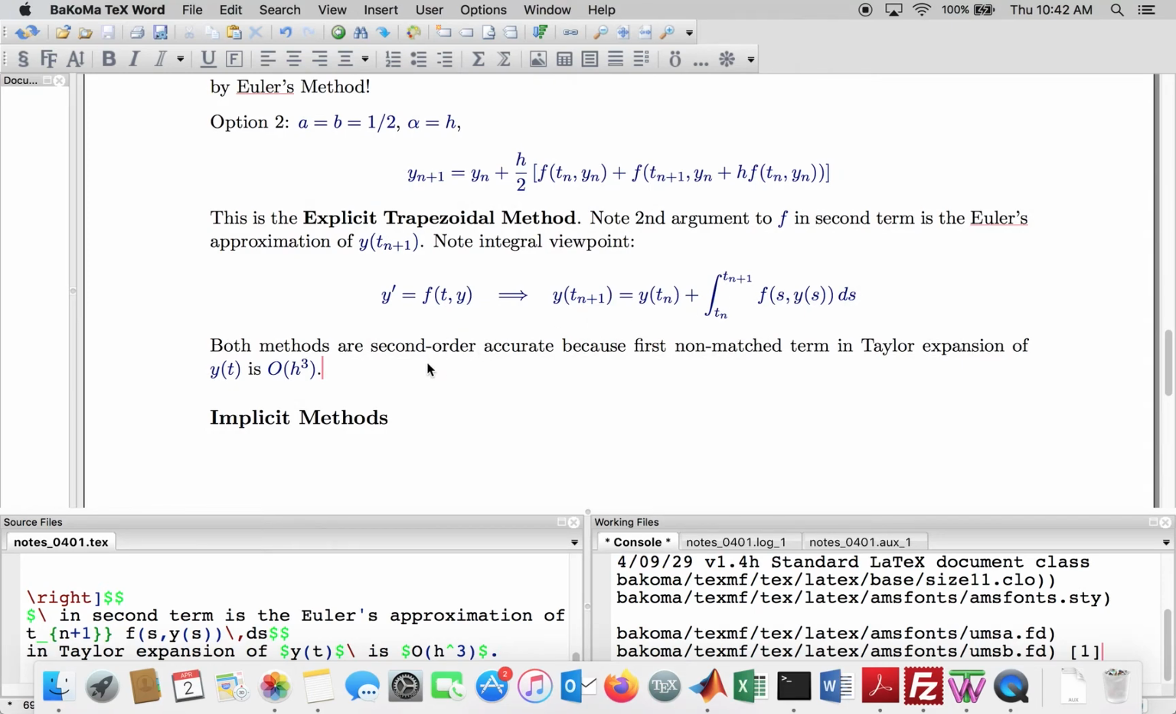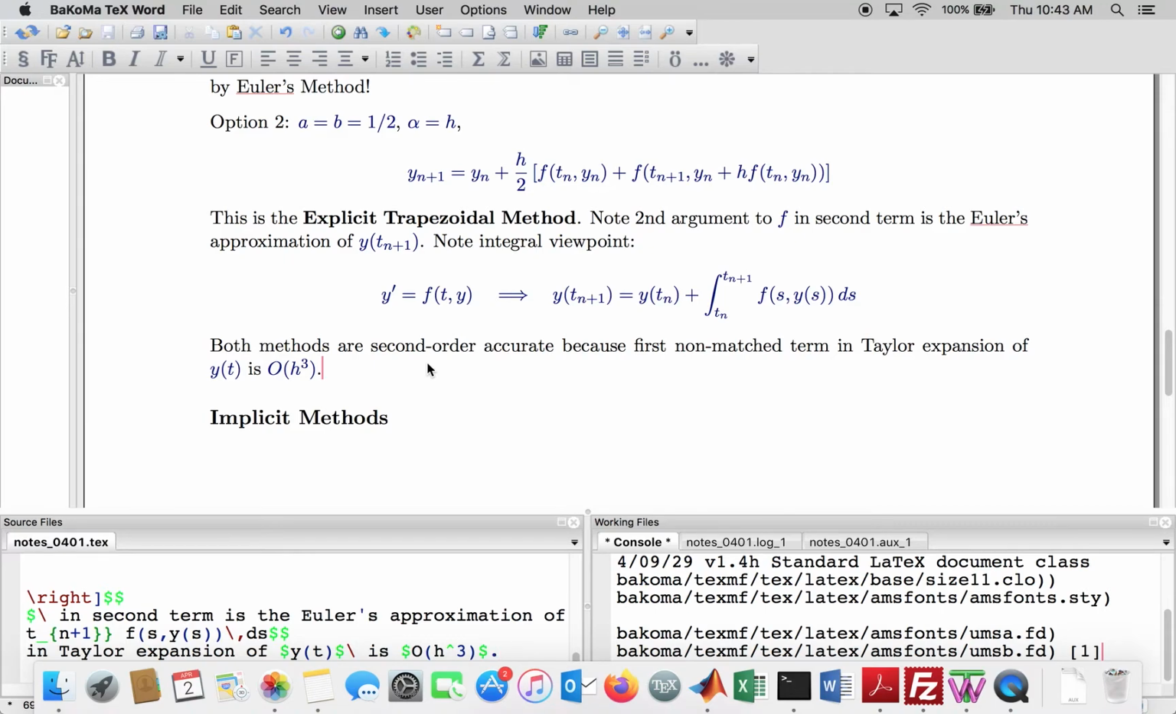And I could have gone further. I would just need more evaluations of f, more unknowns, to obtain such a method. So this is how we derive Runge-Kutta methods: using a multivariable Taylor expansion of f and matching against the single variable Taylor expansion of y of t.